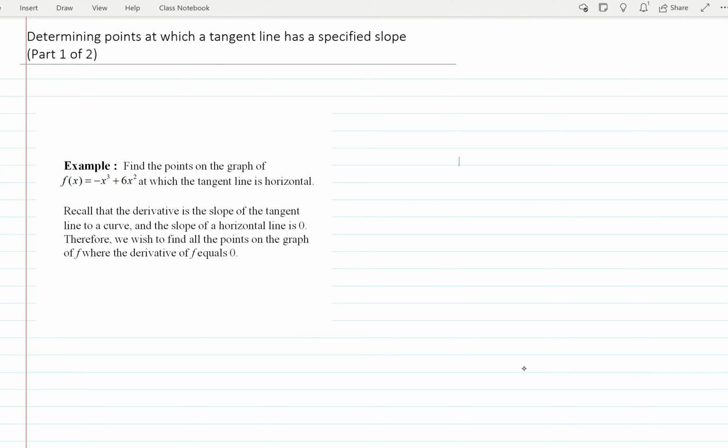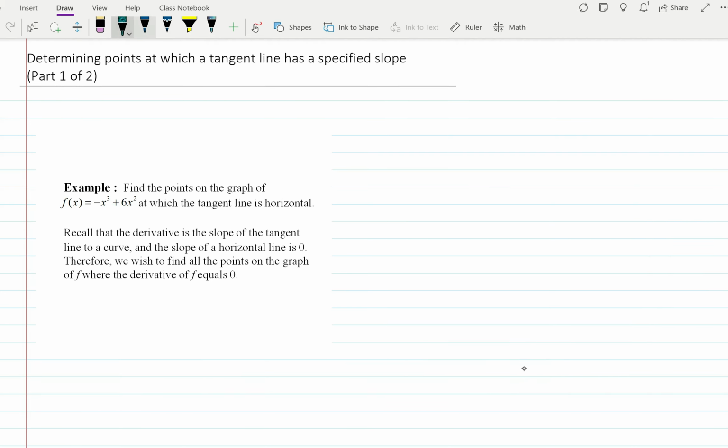So we recall that the derivative is the slope of the tangent line to a curve. The slope of a tangent line to a curve, so that's important. And the slope of a horizontal line, we recall, is 0 from our algebra. So what we want to do is find all the points on the graph of the function where the derivative of the function equals 0.